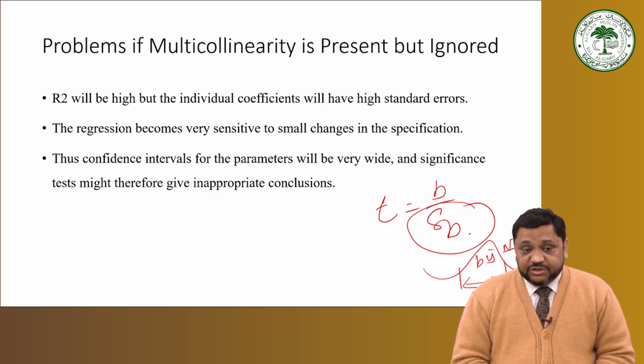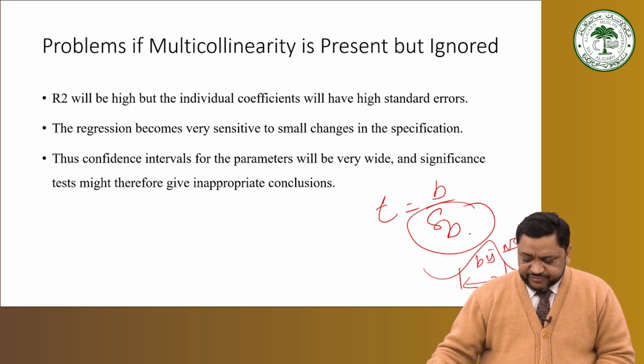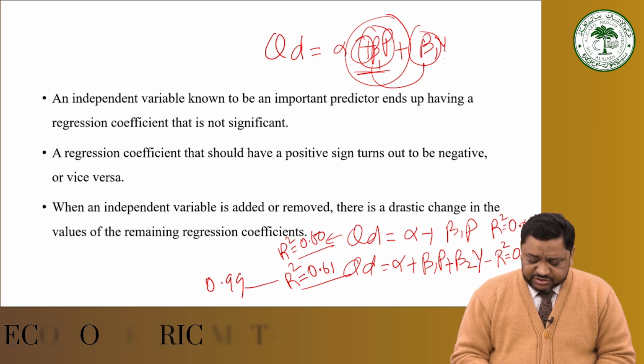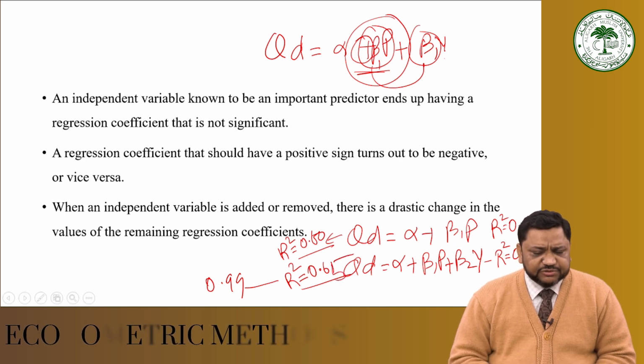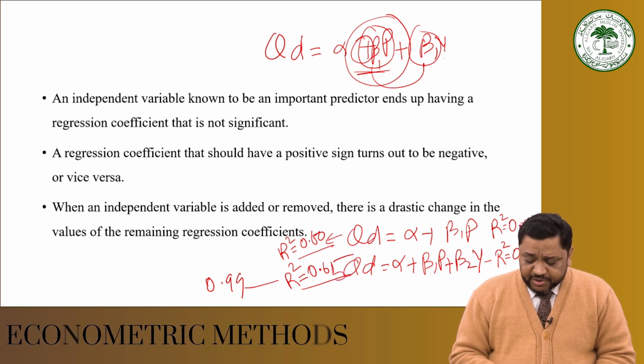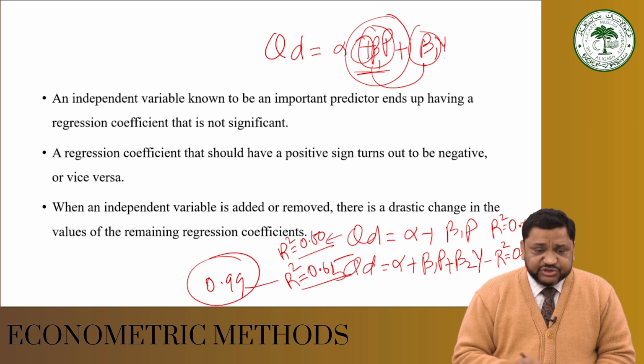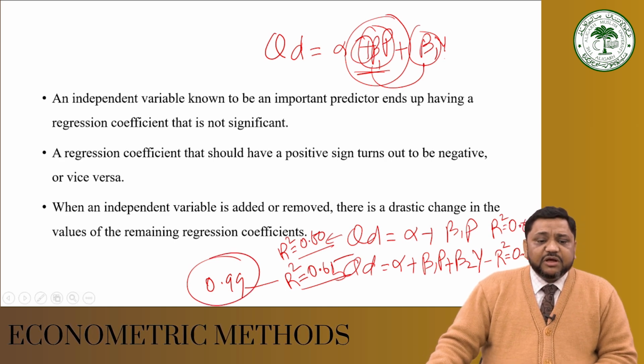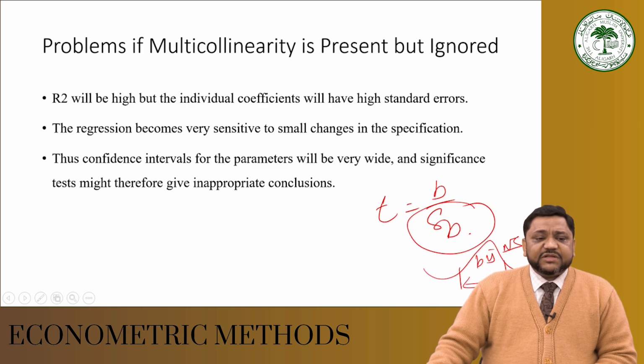So this is one problem. The second is it becomes very sensitive to small changes in the specification, as we have seen when we were discussing over here. There was a huge change. It says 0.65, it's a normal change. But the moment we add one variable and this changes drastically, or if you reduce one and this changes drastically, then it indicates that there is some problem.